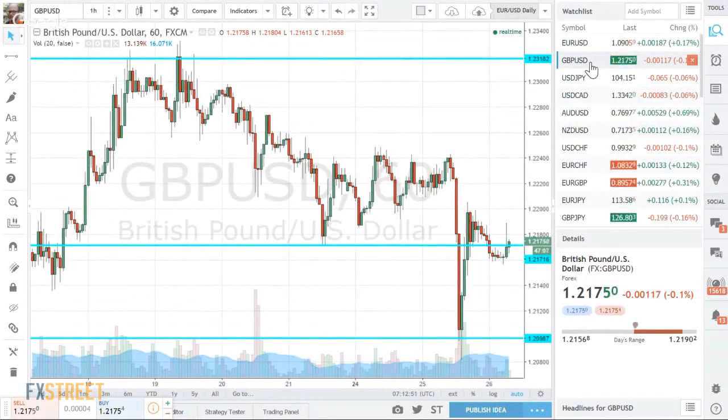Higher resistance 123.20. Very wide ranges in pound dollar. 120 was only breached during that flash crash, but not afterwards, so it's very strong support. Higher resistance if we move higher, 124.80.